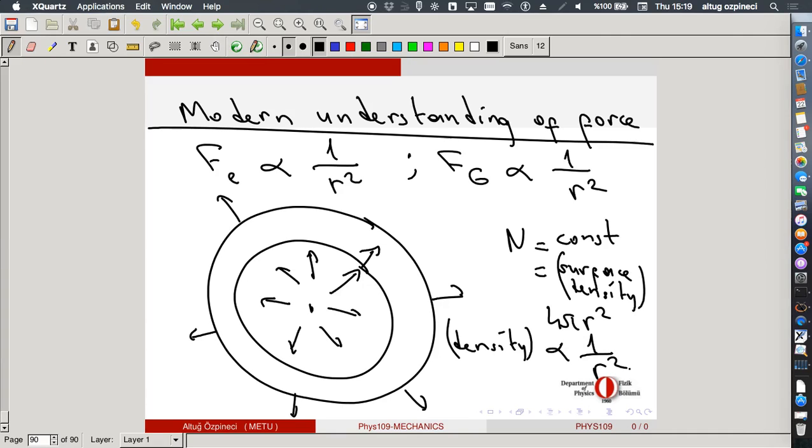So since the density is proportional to 1 over r squared, the number of photons that I can absorb from him also moves as 1 over r squared. So that's why the electric force that we exert on each other is 1 over r squared. The same thing holds for gravity. We believe that gravity is also caused by an exchange of particles that we call gravitons, and the same principle applies there. So that's why both the gravitational force and the electric force are 1 over r squared.